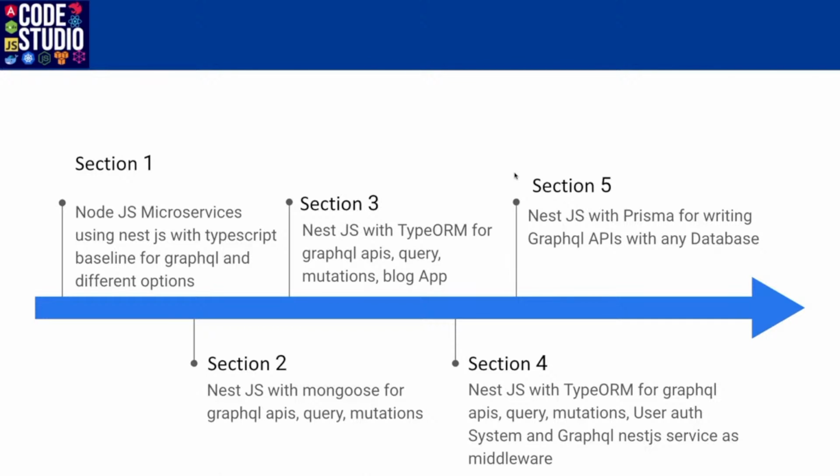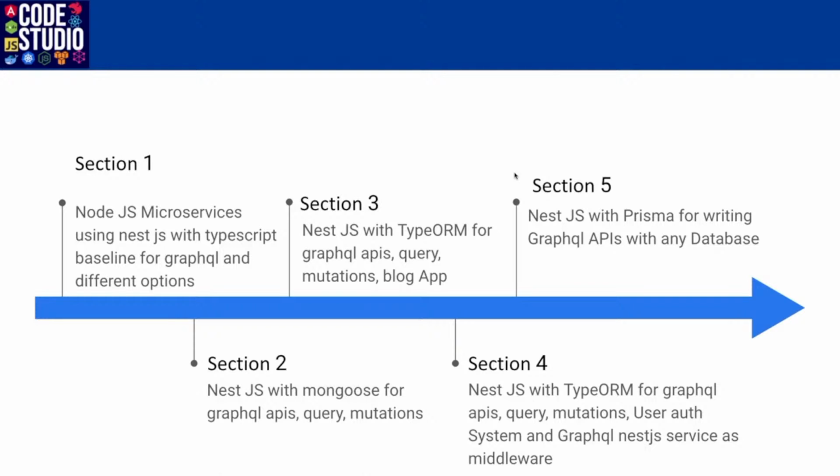Section 3, here we will replace Mongoose with TypeORM or any other ORM or ODM layer. Let's say Knex is a lightweight query builder, or we can talk about TypeORM, which is TypeScript heavy, an object oriented, class based ORM layer, which I have used heavily in my previous videos.